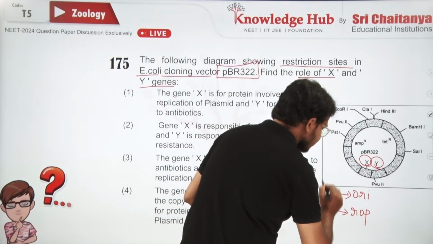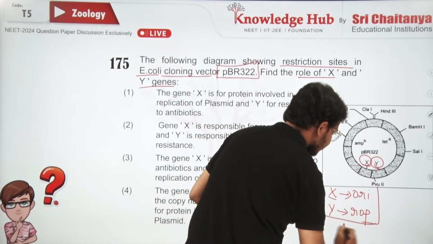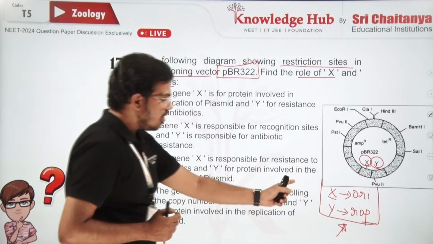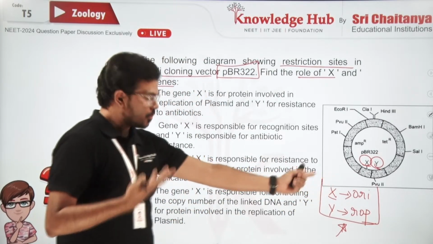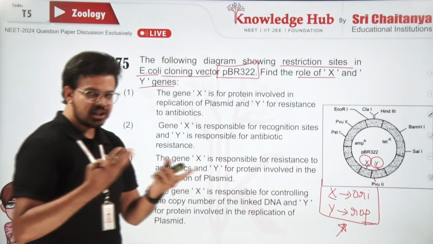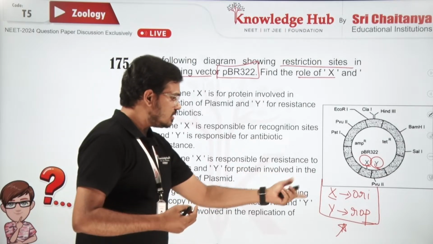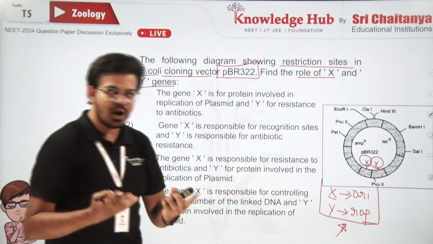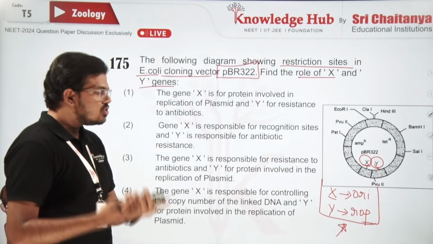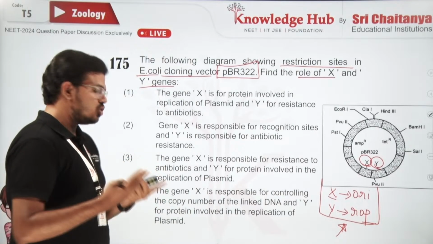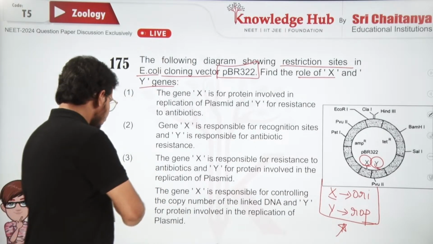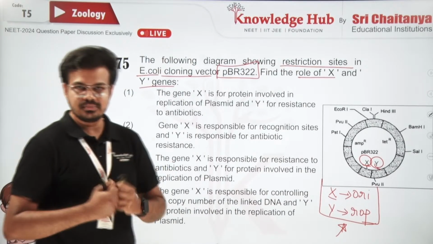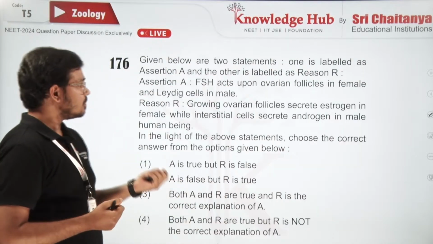You will be able to find the same parts given in your NCERT textbook. So the function of gene X or the protein X is to regulate the copy number, and the function of gene Y or protein Y is to regulate the replication of plasmid. So the correct option would be option number 4, right?